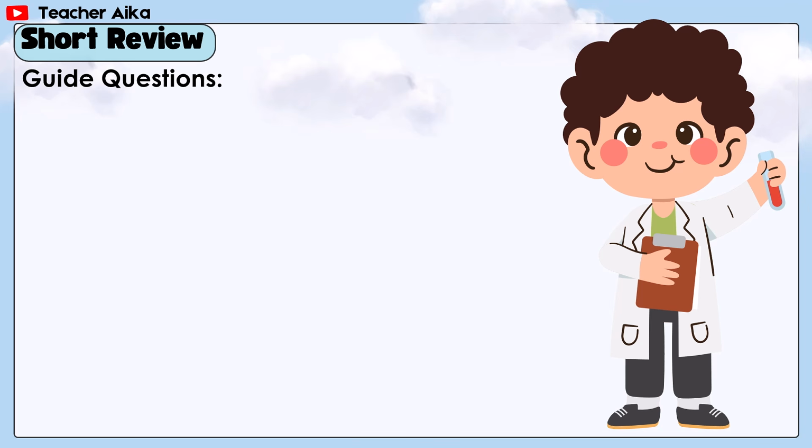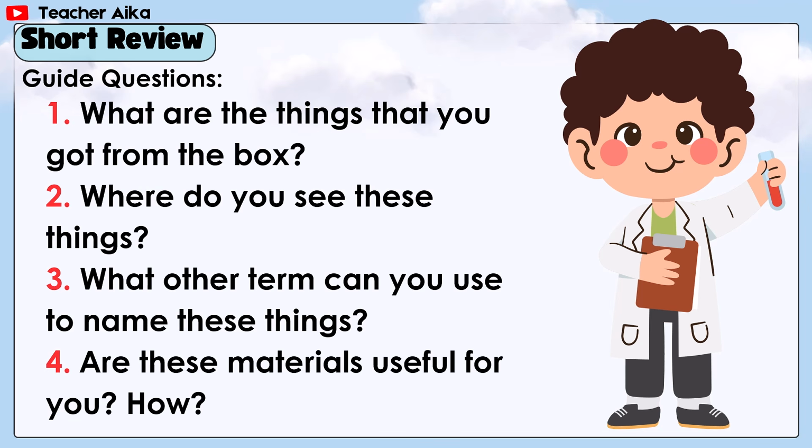Let's have the guide questions. Number 1, what are the things that you got from the box? Number 2, where do you see these things? Number 3, what other term can you use to name these things? And number 4, are these materials useful for you? How? Share your answers to your classmates.